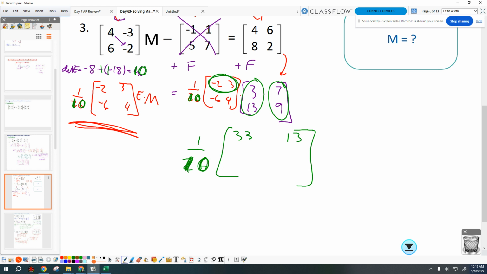Peter, how do I get the bottom left? 6 and 3, so -18 plus 4 and 13. 52, 34. Probably.